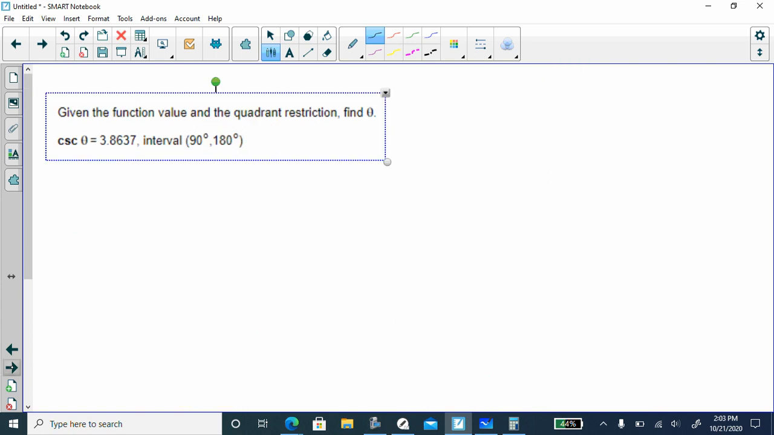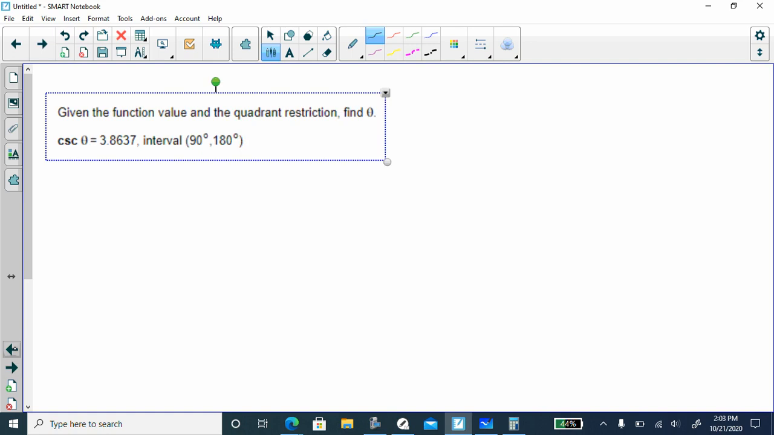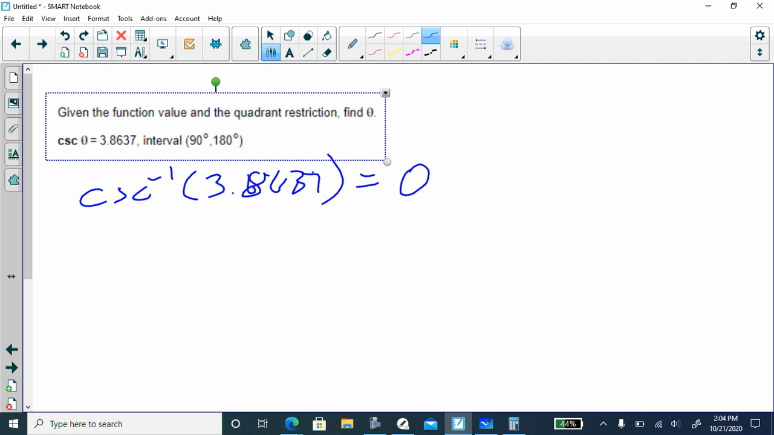All right, let's do one or two more. This is the last one. So again, we run into the problem that we don't have a cosecant button on our calculator. If we did, we would do inverse cosecant of 3.8637, and we would find out what angle has that ratio for cosecant. But we don't have an inverse cosecant button.